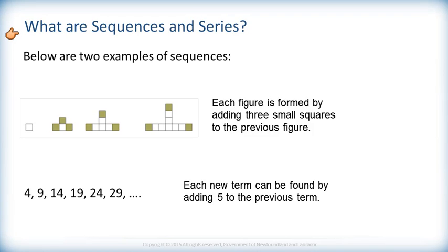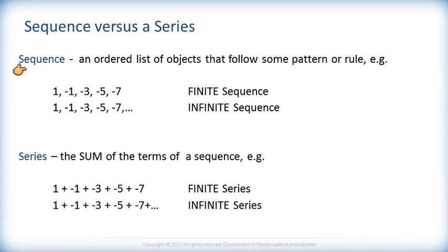Okay, as we've seen, a sequence is really just a pattern. You've got a bunch of terms of some sort that are connected by a pattern. So for example, we could have a bunch of geometric figures here. Each figure is formed by adding 3 blocks or squares to the previous figure. Here, the terms are increasing by 5 all the time. It doesn't have to be an increase or a decrease as such. As we saw with the Fibonacci rabbits, the pattern was add a pair of terms to get the next term. So a sequence is an ordered list of objects that follow some pattern or rule.